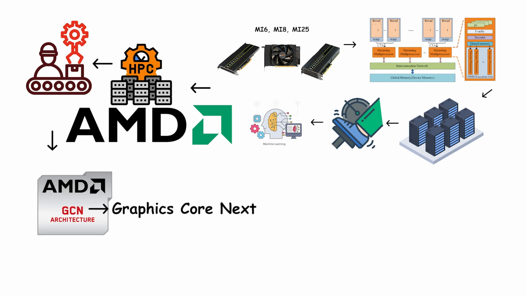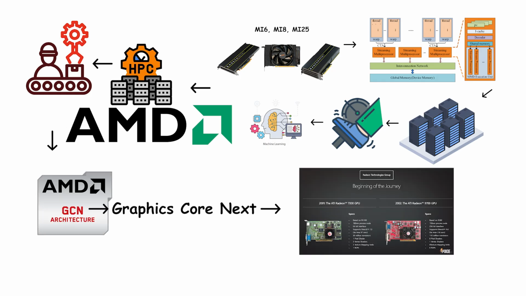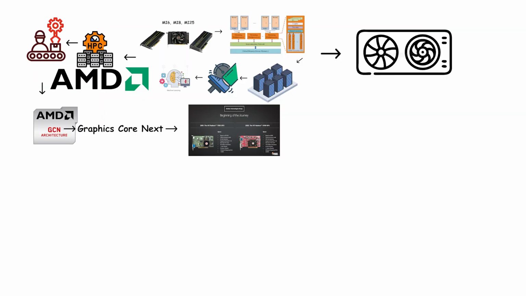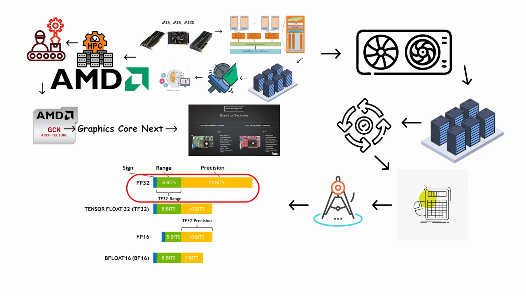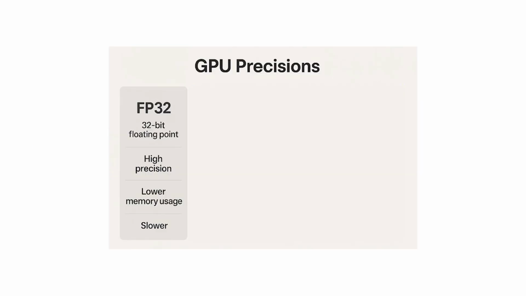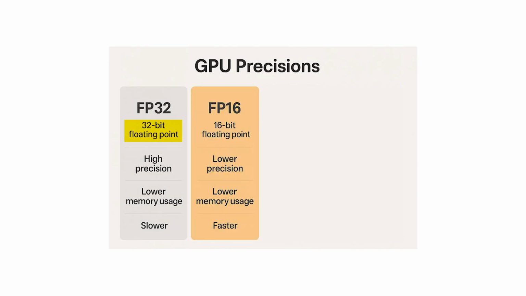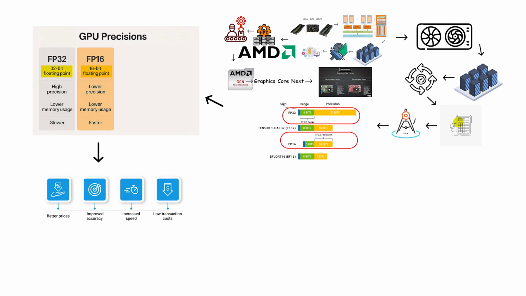GCN means Graphics Core Next, the older AMD GPU architecture family. The goal here was simple: sell passively cooled cards that fit in servers, run at consistent power limits, and deliver dense math at different precisions, like FP32 and FP16. FP32 means 32-bit single precision floating point. FP16 means 16-bit half precision floating point, which trades accuracy for speed and throughput.